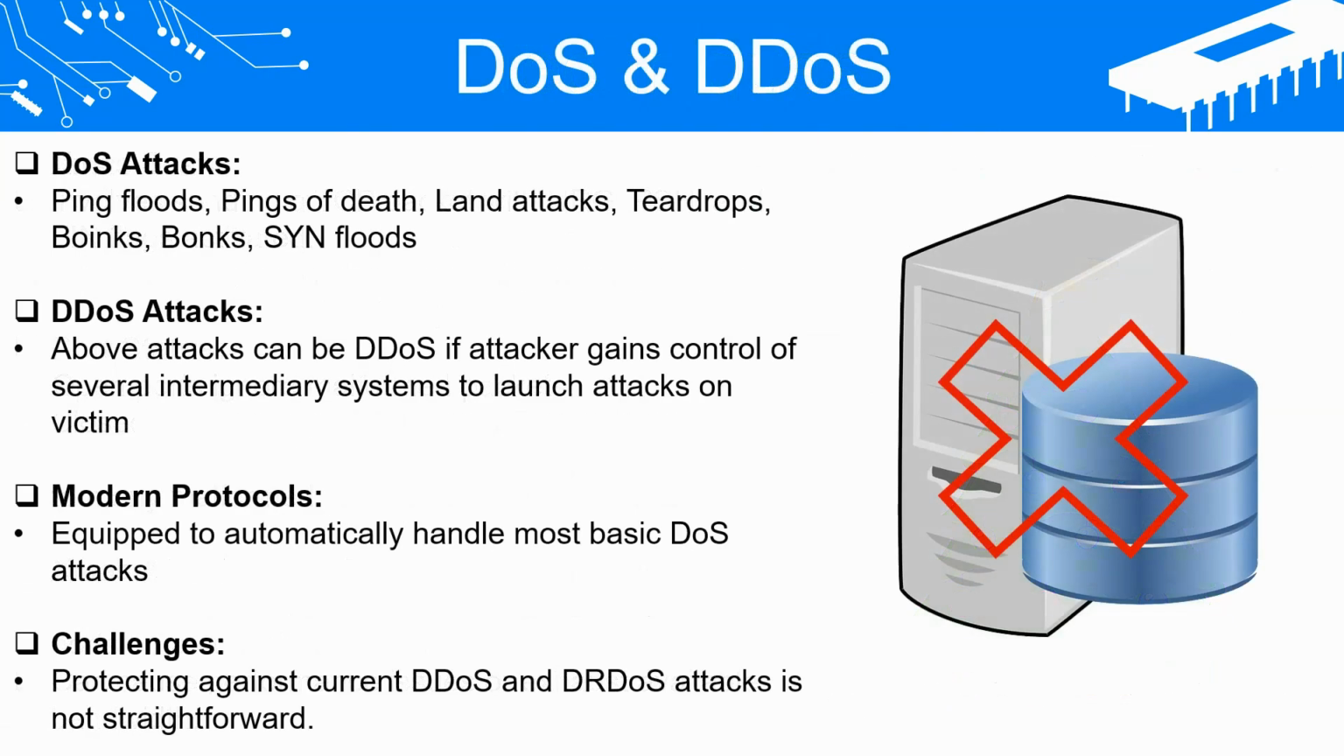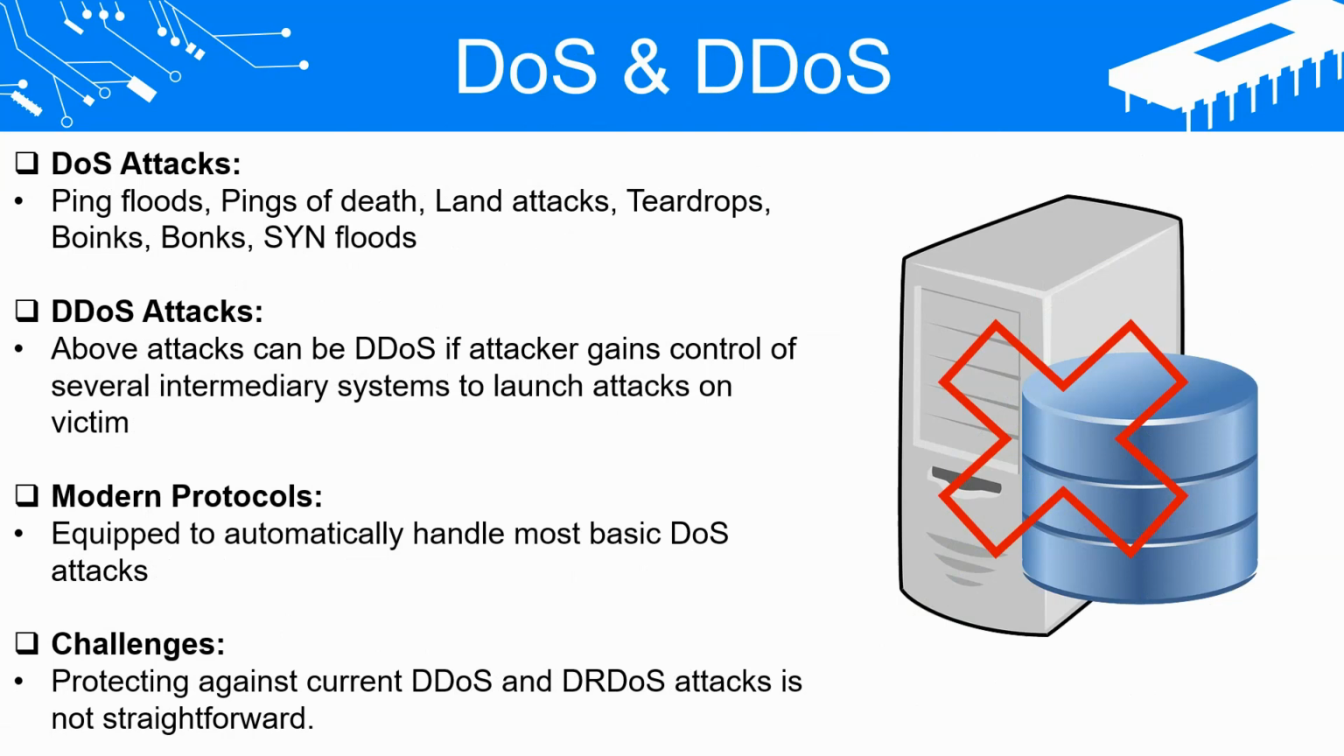The following types of attacks, SYN floods, teardrops, land attacks, ping floods, pings of death, bonks, and boinks, are typically classified as denial of service (DoS) attacks. However, if an attacker gains control of several intermediary systems and employs them to launch attacks on the victim, these attacks can be executed as distributed denial of service (DDoS) attacks.